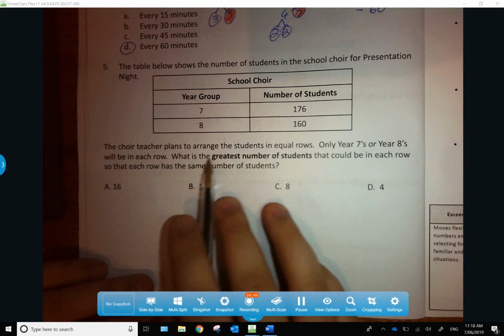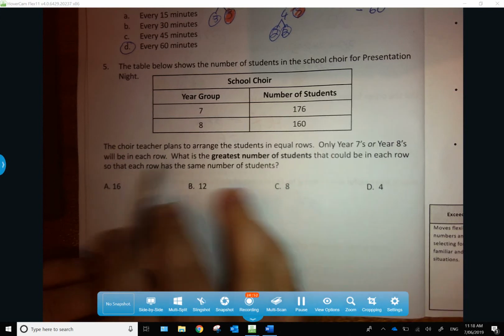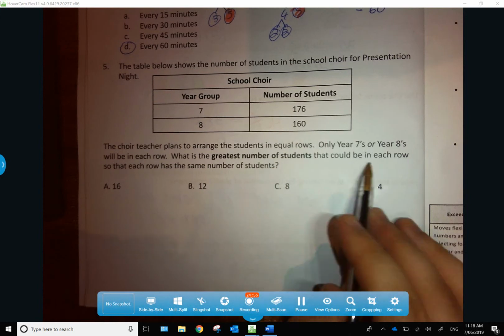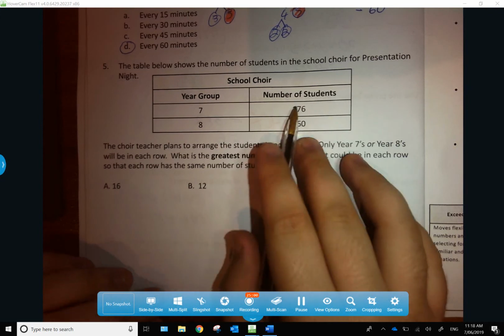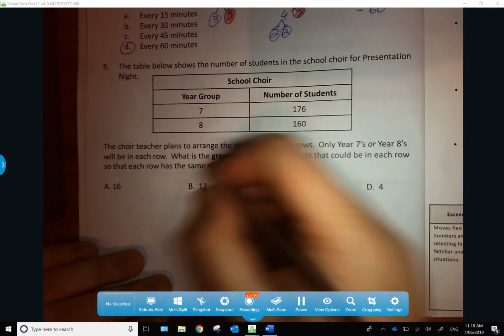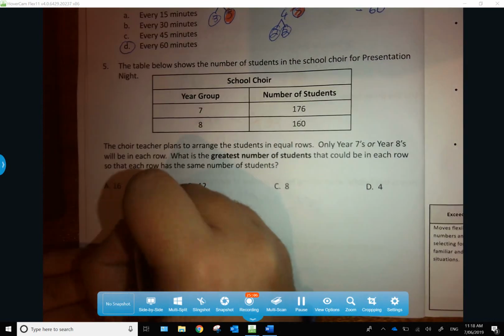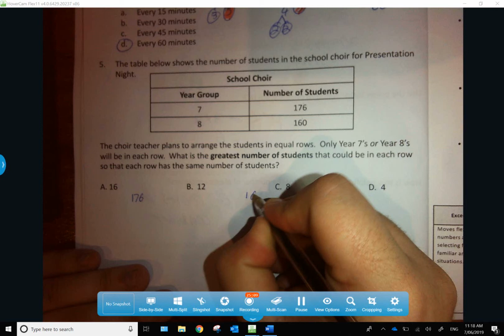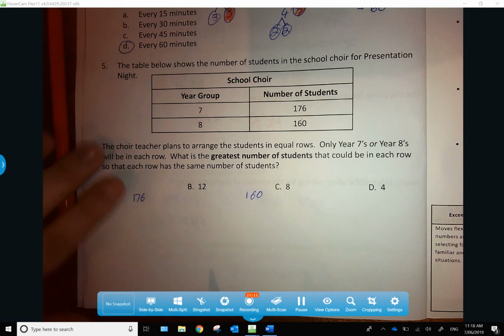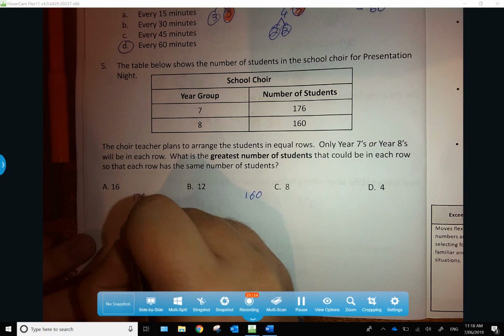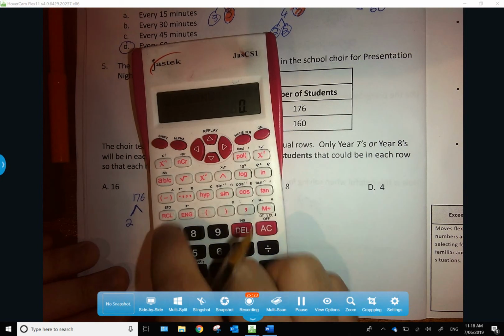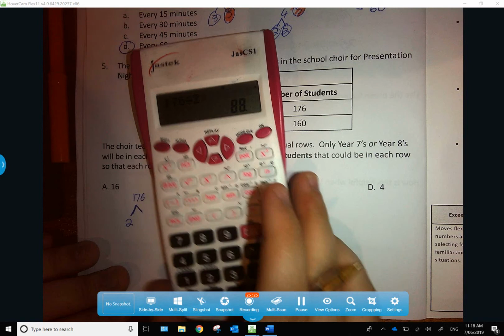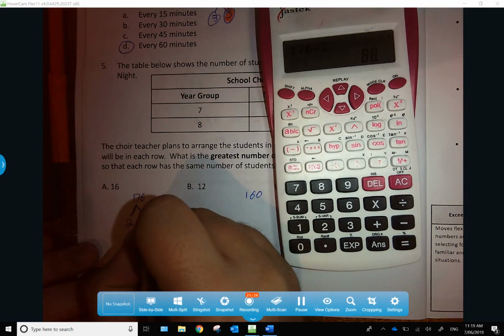The choir teacher plans to arrange the students in equal rows. Only year 7s or 8s will be in each row. What is the greatest number of students that can be in each row so that each row has the same number of students? Well, we need to find the highest common factor. So straight away, we need to do two factor trees. So 176 and 160. Let's do some factor trees. Can I break this up? Yeah, it's even, so I know it can be 2 times something. I'll get my calculator to see what that is. 176 divided by 2, and I get 88. So it's 2 and 88.